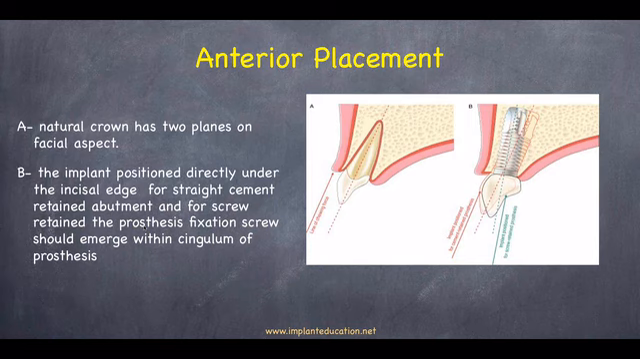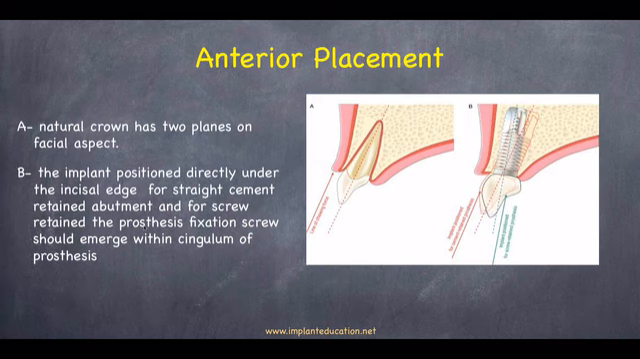The question is, if you're drilling right in the middle of the socket, you're going to end up with positioning that is a candidate only for a cement retained implant prosthesis, because obviously it would not be a good idea to have the access to the abutment, the screw hole access, at the incisal edge of the prosthesis. That would be even funny. So by placing the implant in this position, you would have to restore it with a cement retained prosthesis.